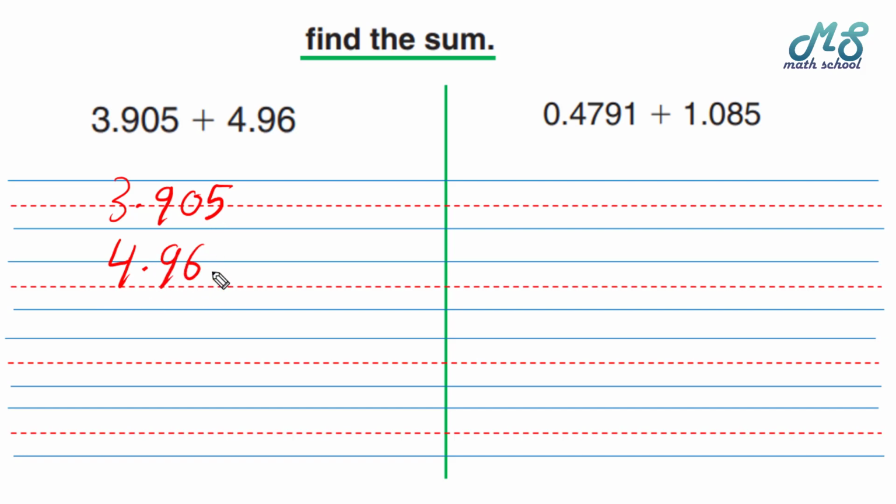4.96. You have to change or equate the decimal places. 3 decimal places, 2 decimal places. So you have to insert 1 zero. Now you can add the two numbers. Start from right to left.